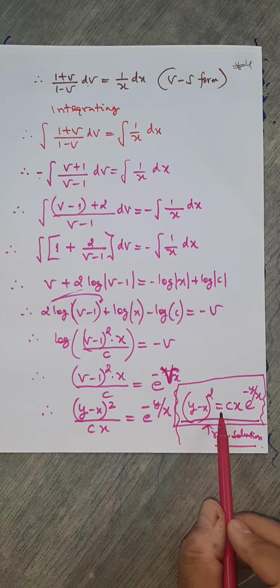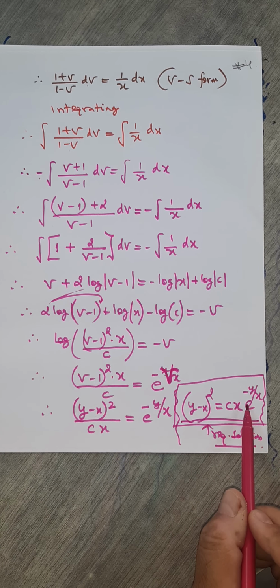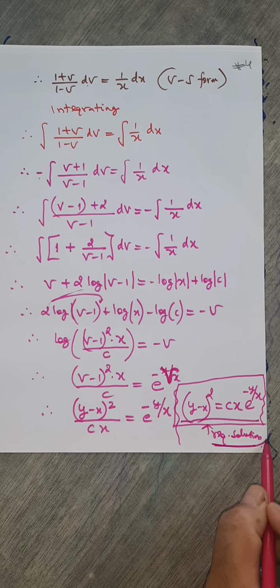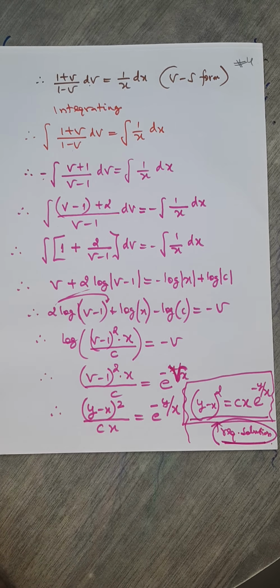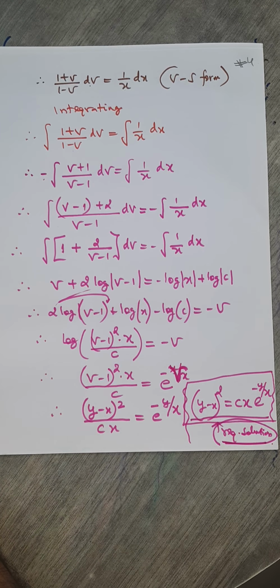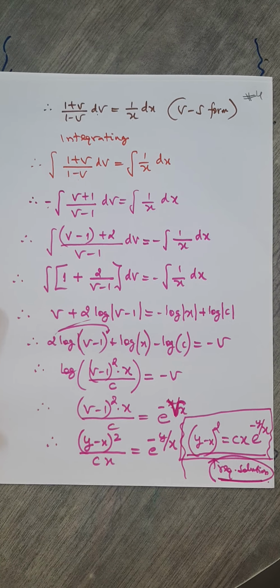So realize, remember. So this is your back substitution. (y minus x) the whole square equals cx into e raised to minus y by x, the required solution of the given differential equation. This is the general solution, remember. So that's what you have to do in every question now, remember.